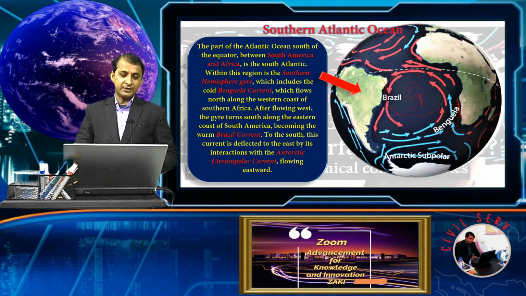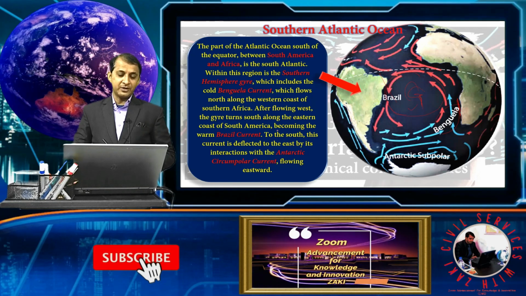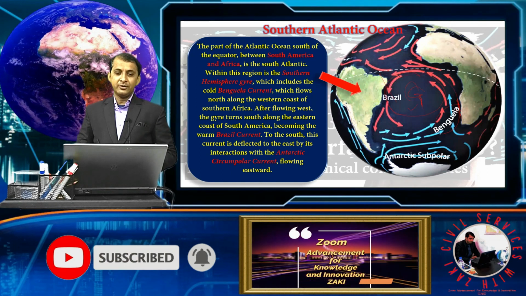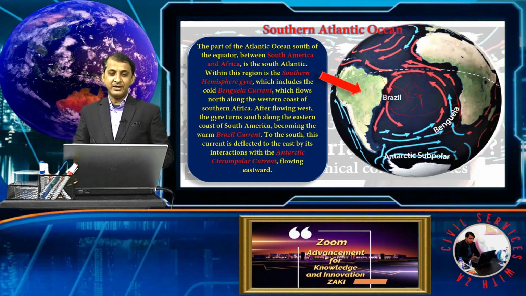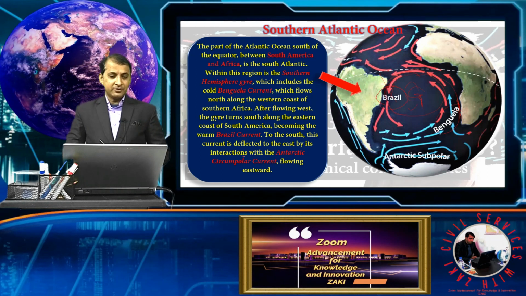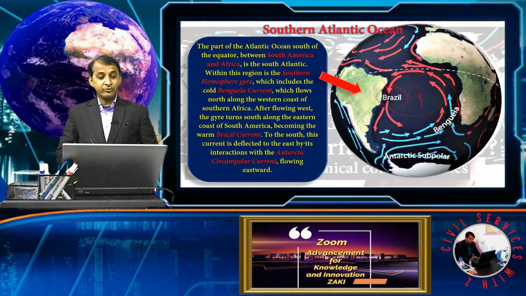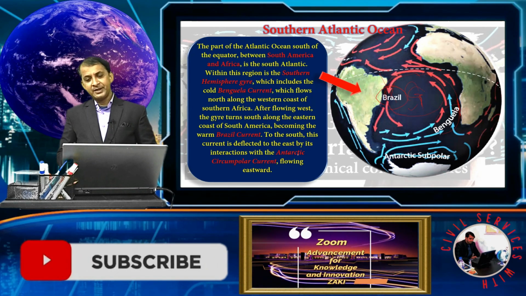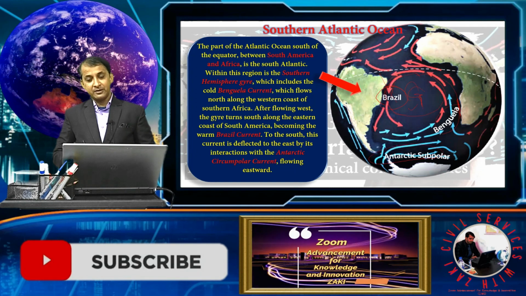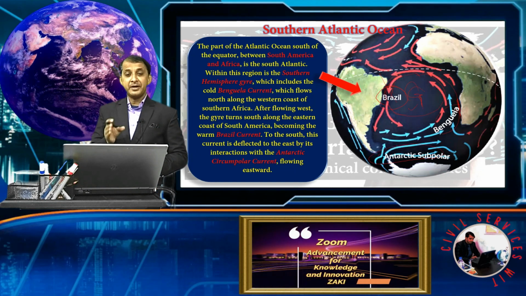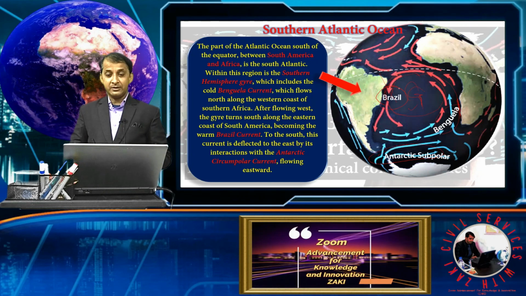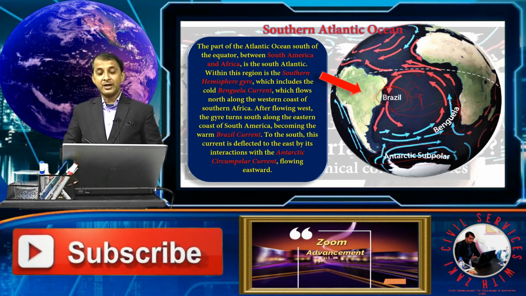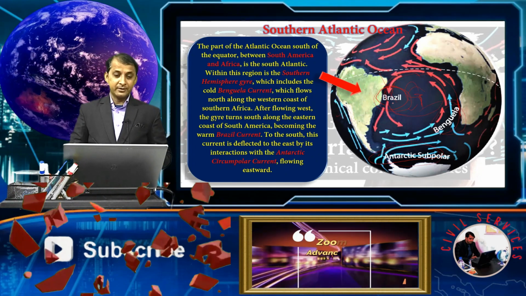After flowing west, the gyre turns along the eastern coast of South America, becoming the Brazilian current. So finally, they turn here and form the Brazilian current. To the south, this current is deflected to the east by the interaction with the Antarctic Circumpolar Current. So the major currents in the South Atlantic Ocean are the Brazilian current, Benguela current, and the Antarctic Circumpolar Current.